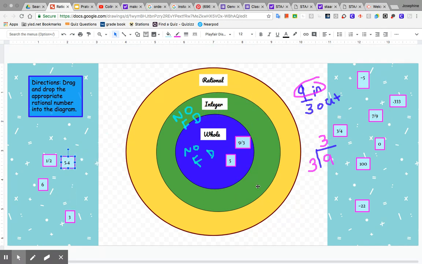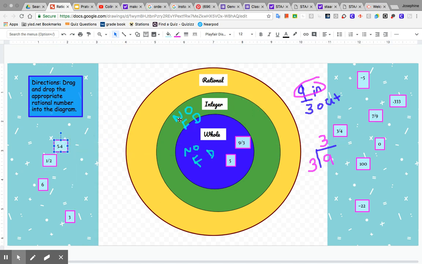I want you to think about, but what about a negative number? What if that were to be the case? What if this was negative 5.4? Does that belong there? Actually, no, that does not belong there because the value of this is negative 5 and 4/10. So this still includes a fraction. It still includes a decimal. So even though it's negative, it's not an integer, okay? So that's an example right there.